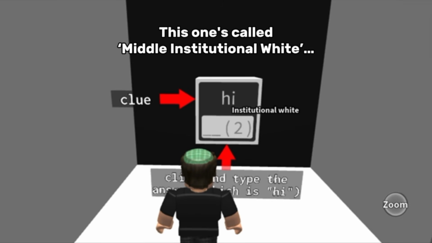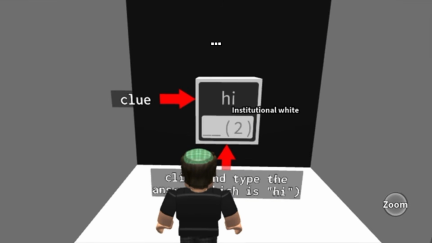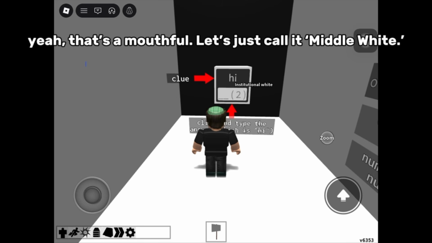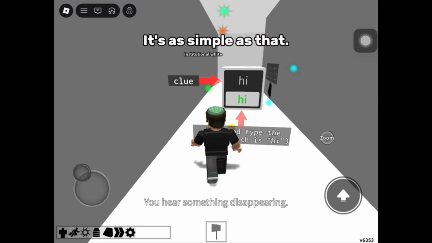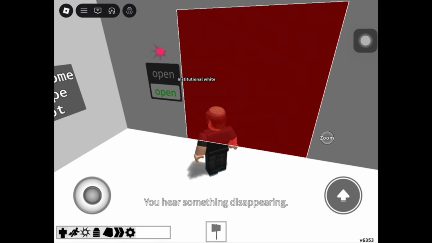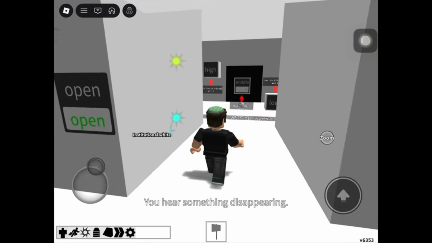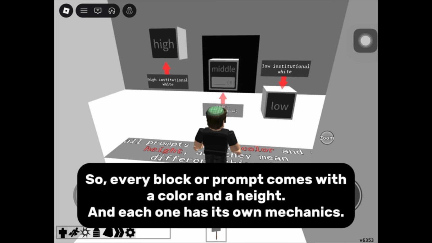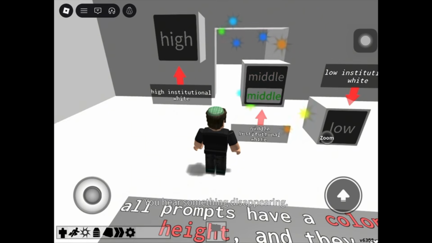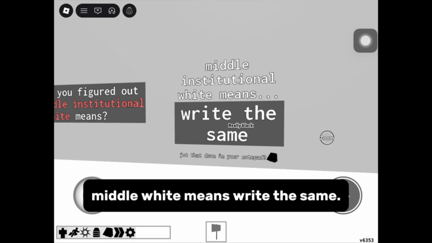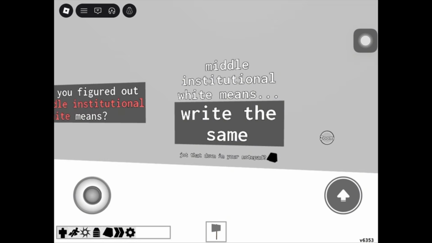This one's called Middle Institutional White. Yeah, that's a mouthful. Let's just call it middle white. All you gotta do is copy the same word. It's as simple as that. So, every block or prompt comes with a color and a height, and each one has its own mechanics. Middle white means right the same.